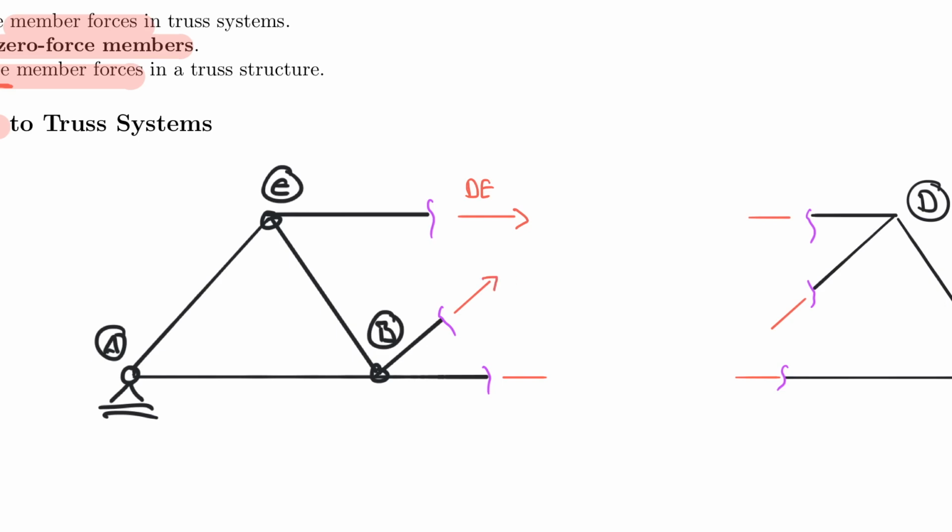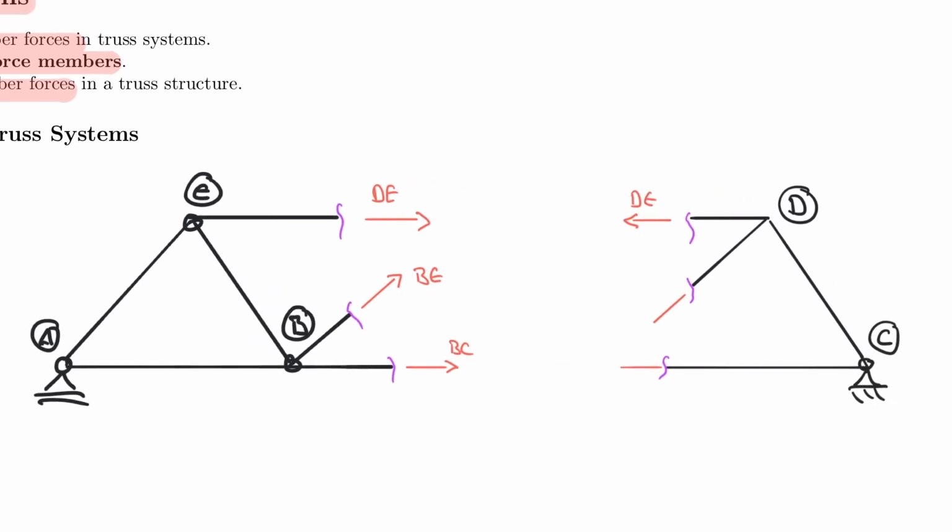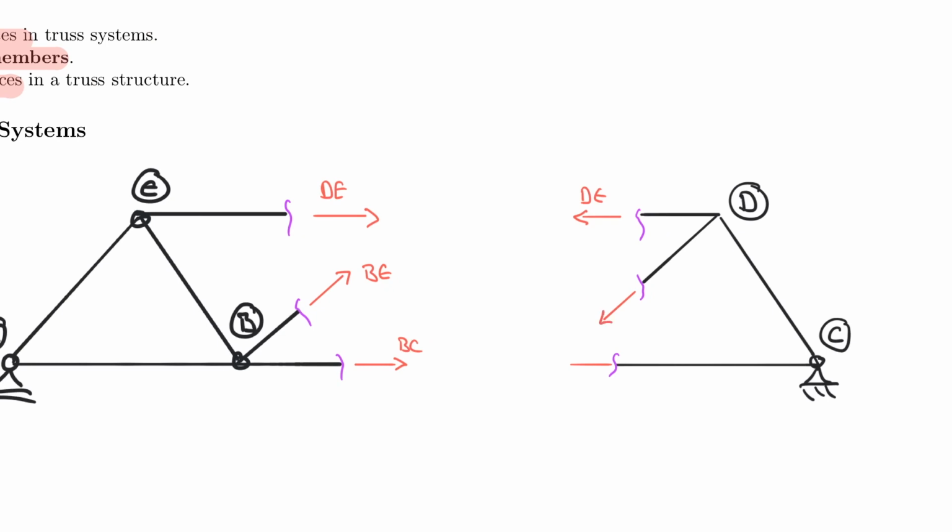BD would also be assumed to be in tension, and BC would also be assumed to be in tension. And if that's the case, then I have to do it on the other side the same way. Of course, this is also DE. I have BE here, and I have BC here.